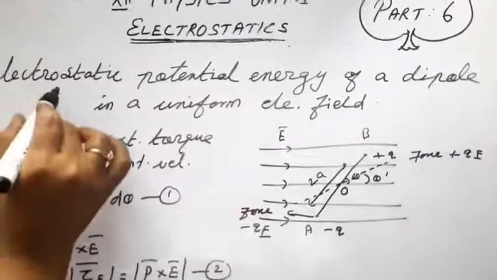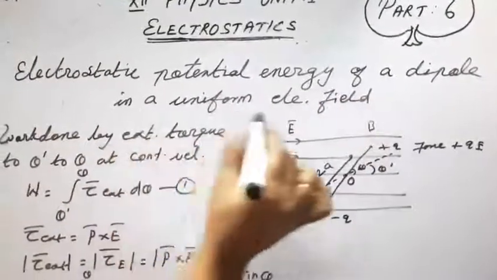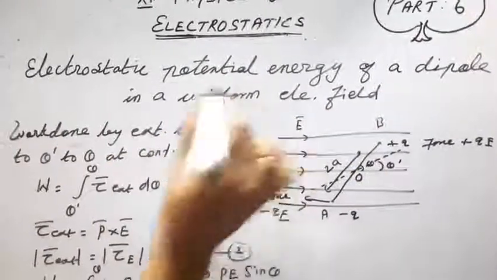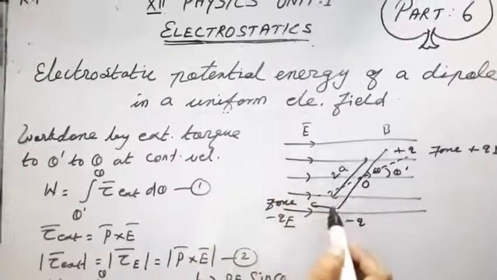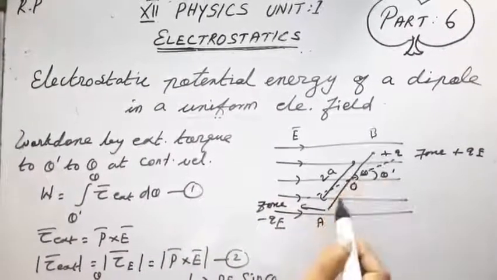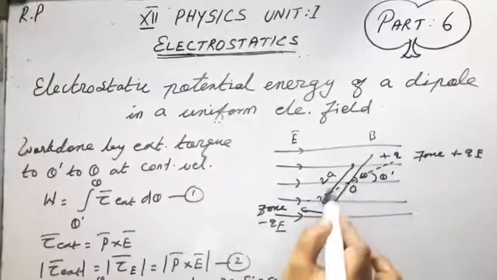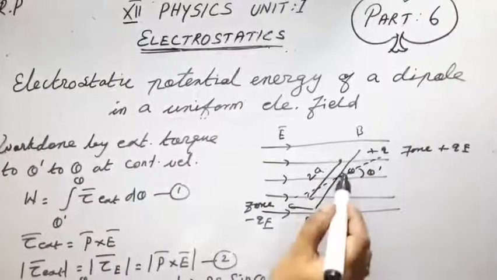So our next topic is electrostatic potential energy of a dipole in a uniform electric field. Let us take a uniform electric field. E is an electric field here. We can take one dipole as usual, minus Q and plus Q, with the center point O, and here 2a distance is there, making an angle theta at that point.